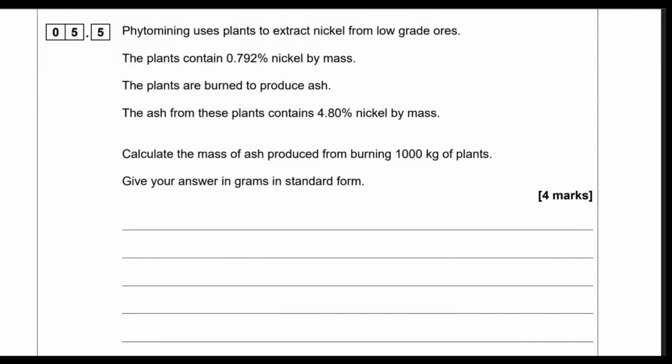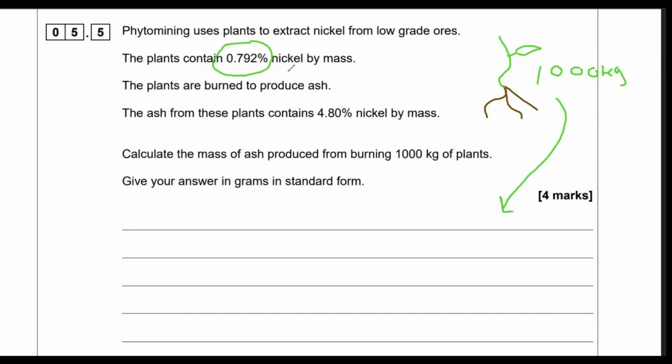Right. Okay. So what we want to do here, they're telling us that the plant contains, so let's do a lovely drawing. You can probably do this. It's actually not so hard. You just need to know how to times with percentages. So they're saying that the plants contain 0.792% nickel by mass. Calculate the mass of ash produced from 1,000 kilos. So first of all, how much nickel by mass is in these plants?